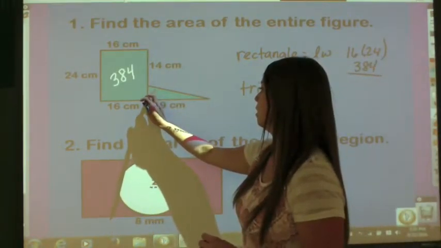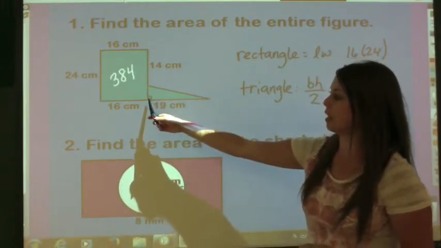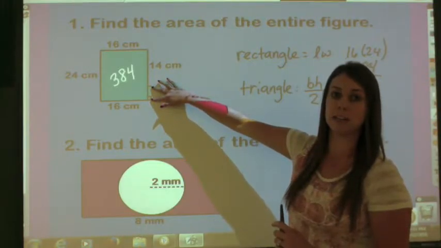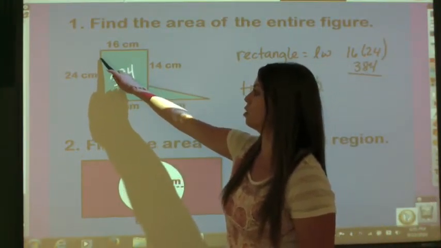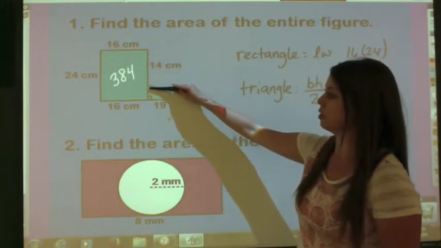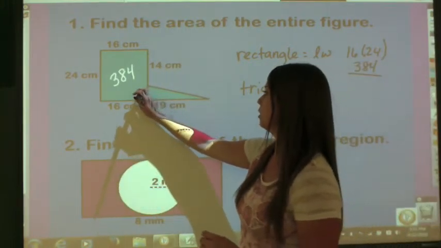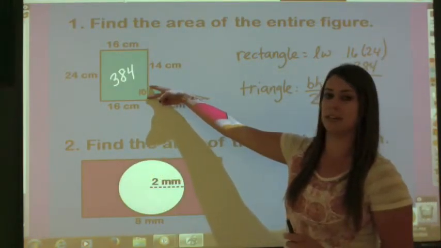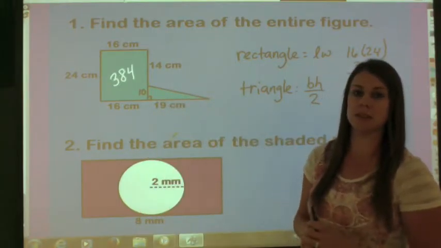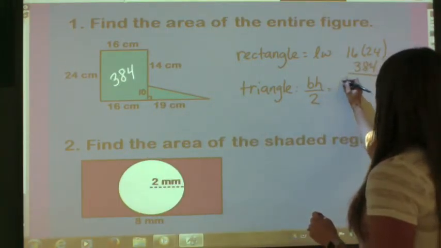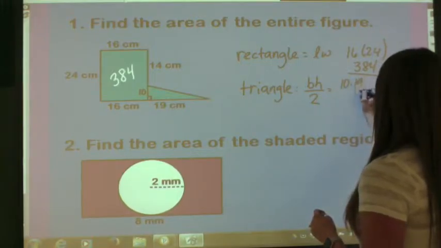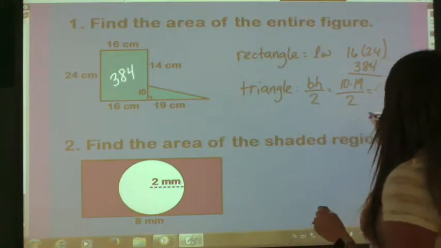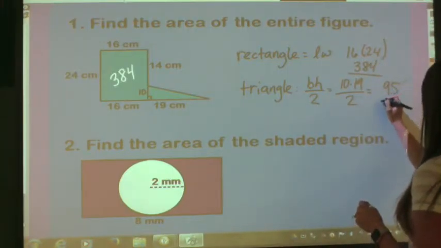See how this is a 90-degree angle right here? That's the base. So this little section is the base of the triangle. We need to figure out what it is. Well, if we know that this side is 24 and this side is 14, if we add 10 more to 14, we would get 24. So that tells us that the base is 10, the height is 19, and then we're going to divide by 2. So 10 times 19 divided by 2. 10 times 19 is 190, and 190 divided by 2 is 95.